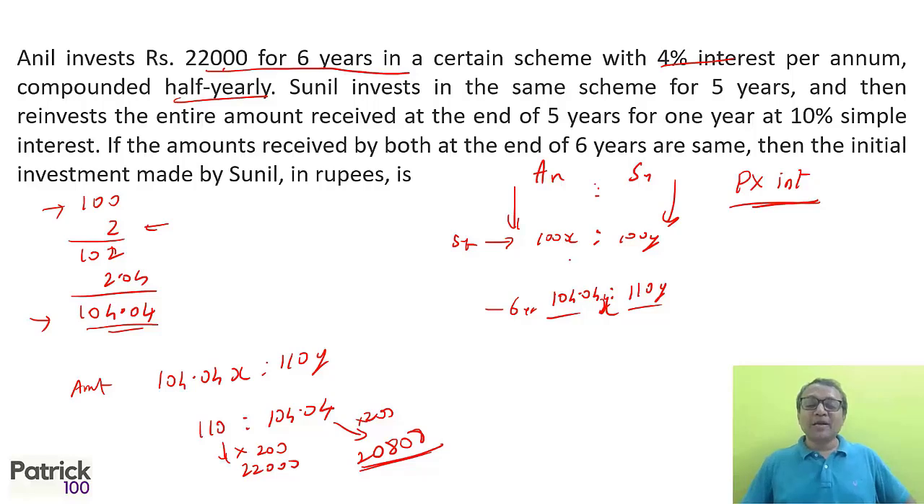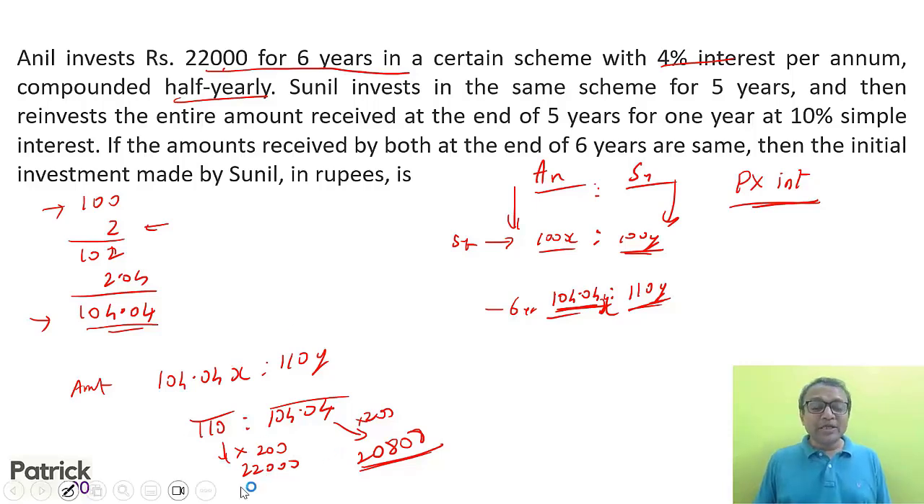So I repeat again, 100x becomes 104.04, and 100y becomes 110 for Anil and Sunil. That's the ratio of the amount, so the principal will be the reverse of each other. In that case, the principal will be 110 is to 104.04, because the interest that you get is in this ratio. So the principal will be the reverse ratio. If 110 stands for 22,000, 104.04 will stand for 20808. That will be the value.